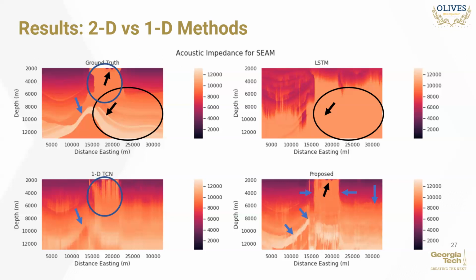It's clear looking at these 2D plots that the proposed method is able to perform the best at capturing the different regions in the original velocity model.